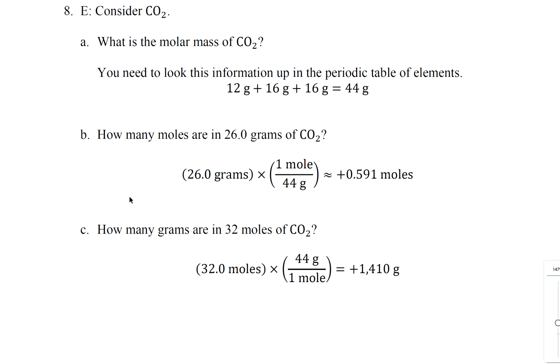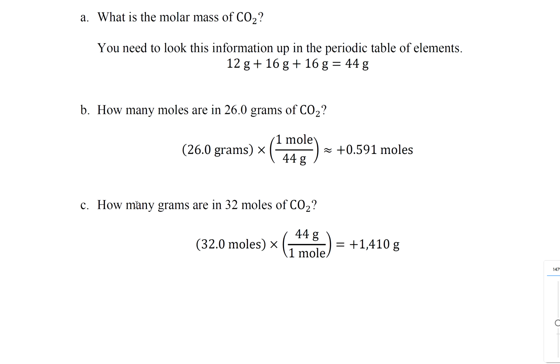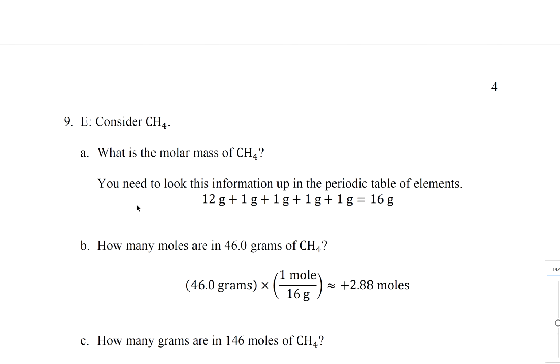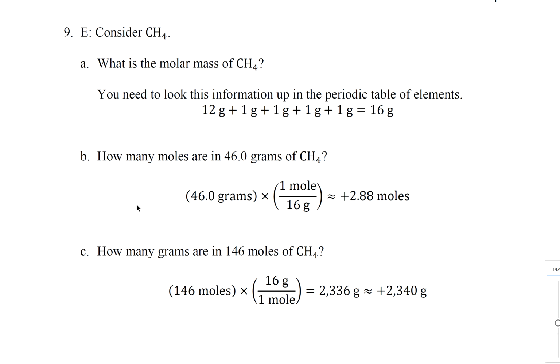Part C, how many grams are in 32 moles of CO2? So we want grams on the right hand side, because that's what the problem is telling us. And we're going to start with 32 moles. So if we have 32 moles, we need something with moles in the denominator, grams in the numerator. So units cancel. One more example.